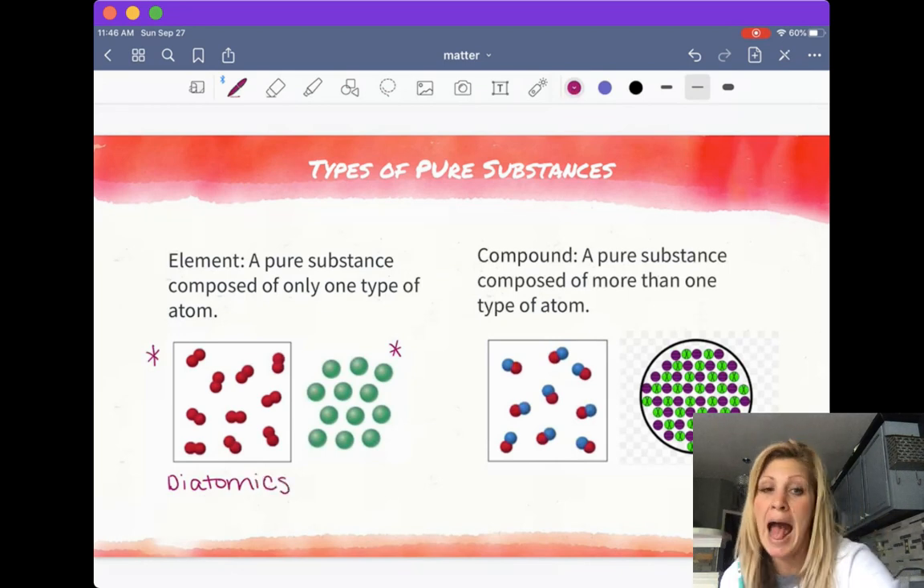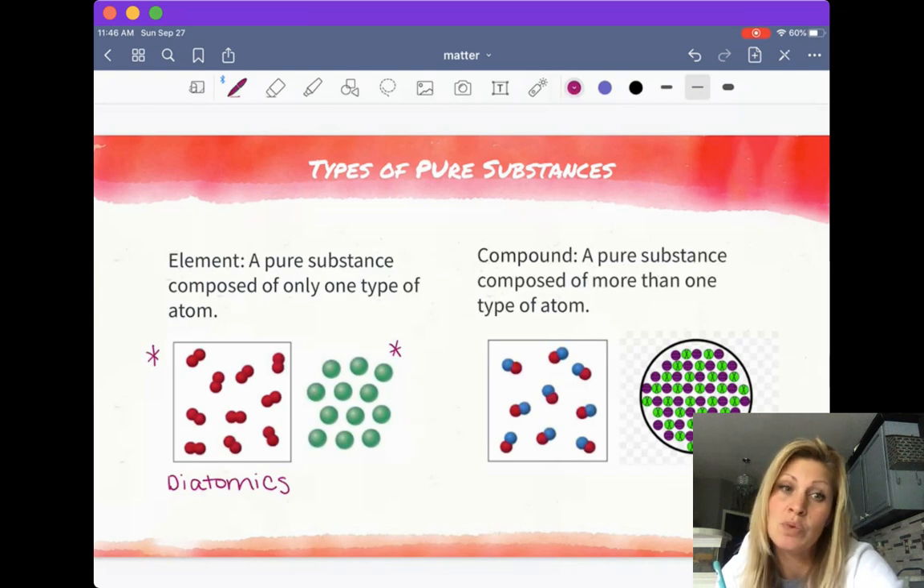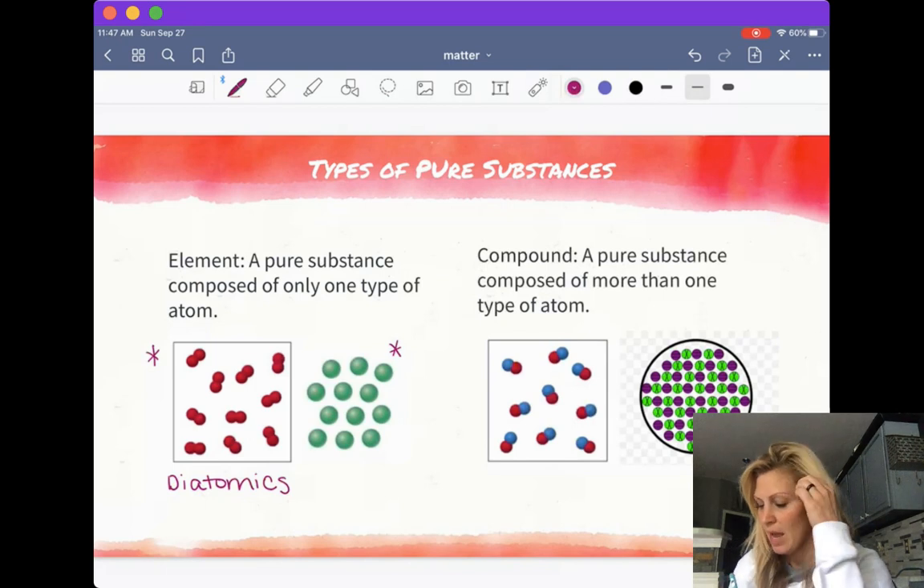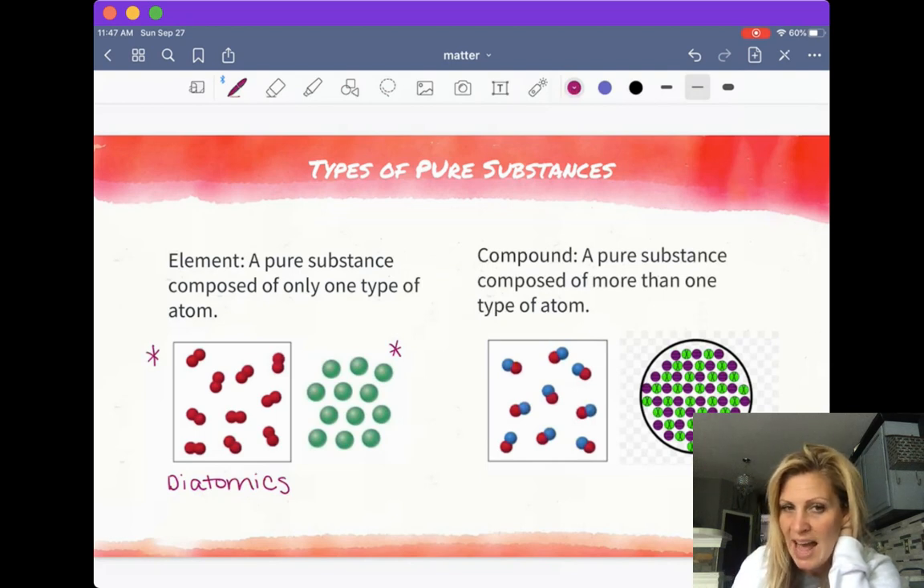These are atoms that like to have a buddy with them. So these diatomics are going to self-attach to another atom of their kind. So they're only made up of one element. They just like to have a buddy with them. We're going to talk about how you can identify the types of diatomics that there are. I will show you how to do that. But when you see a diagram like this, the big idea that I want you to get is that because it's only made up of one type of atom, the red atom, it is classified as an element.